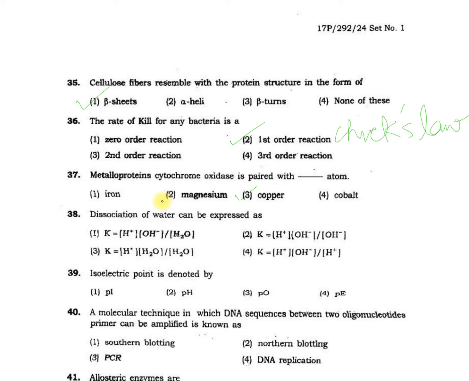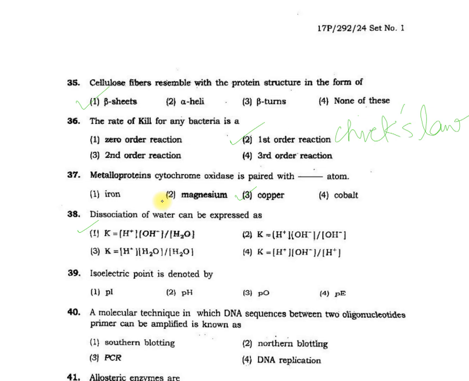Question number 38. Dissociation of water can be expressed as. So here the different options are shown, and here the dissociation constant K is shown. Out of these 4 equations, depicting the concentration of the hydrogen, the hydroxyl and the water, the first one is the correct one. K is equal to the concentration of the hydrogen multiplied by the concentration of the hydroxyl ion divided by the concentration of the water.